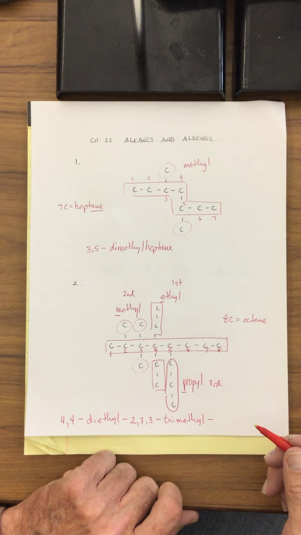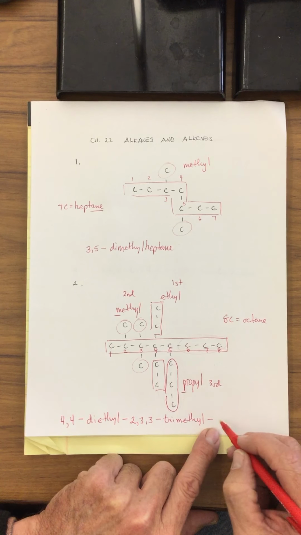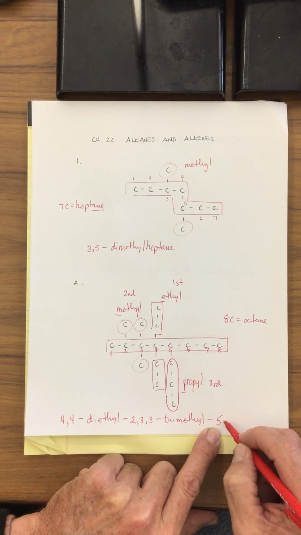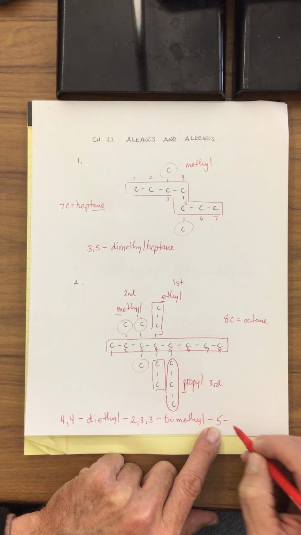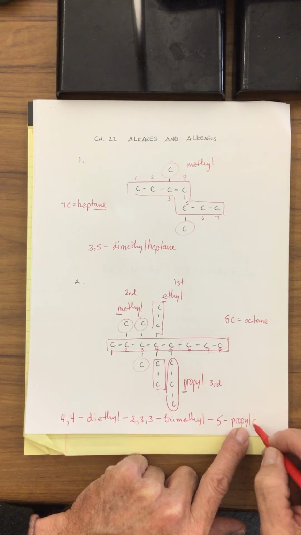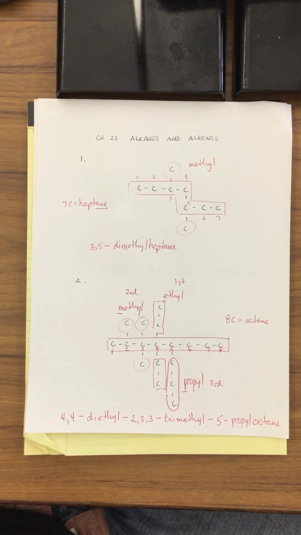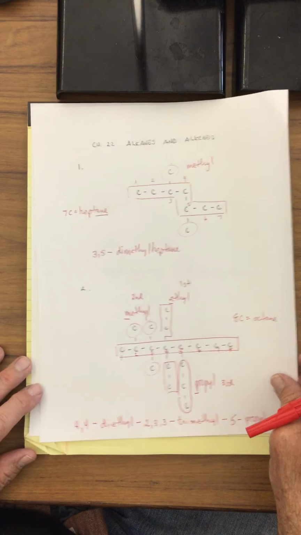Where's my propyl going to be? My propyl is going to be attached to number 5, so it's going to be 5 dash propyl octane. It's a really long name. 4, 4 diethyl 2, 3, 3 trimethyl 5 propyl octane. Okay, that's going from the structure to the name.